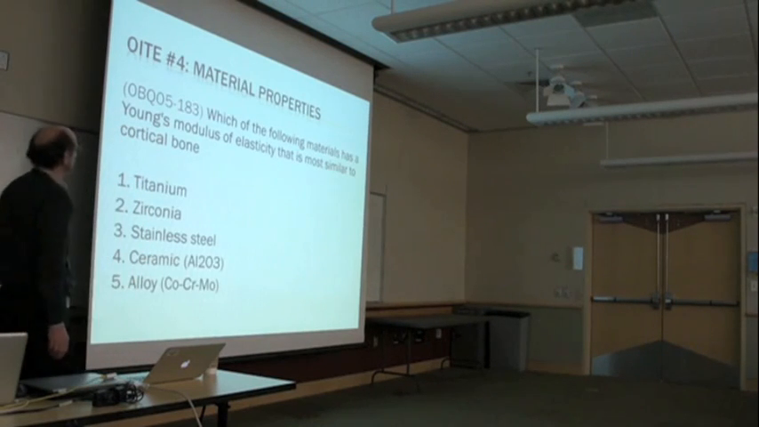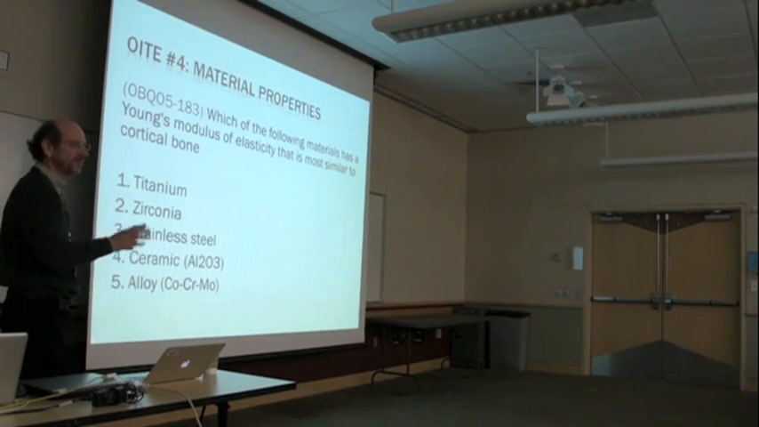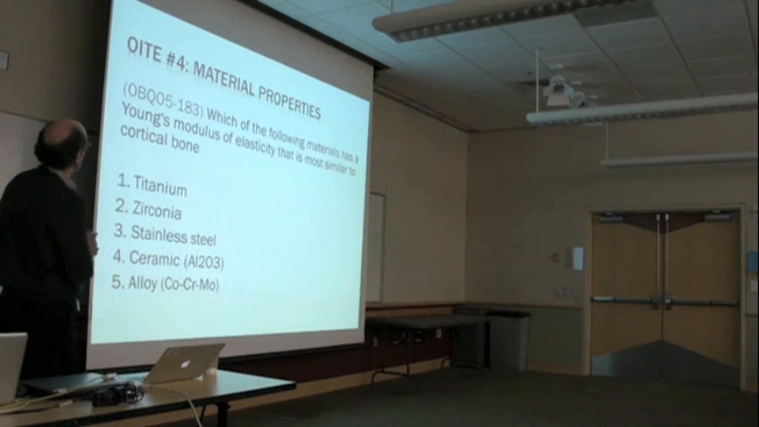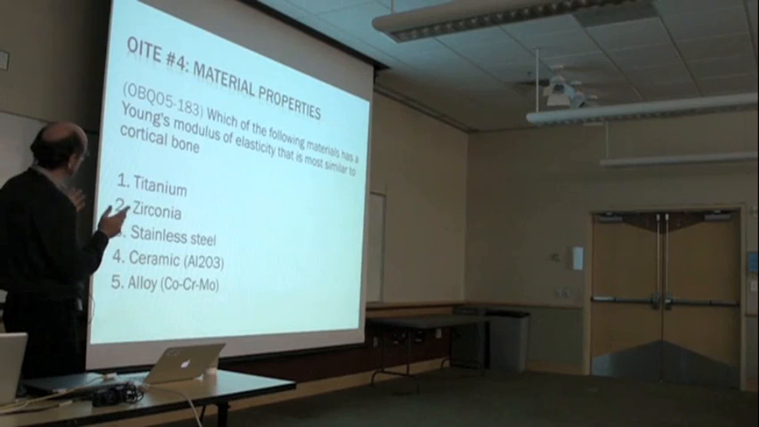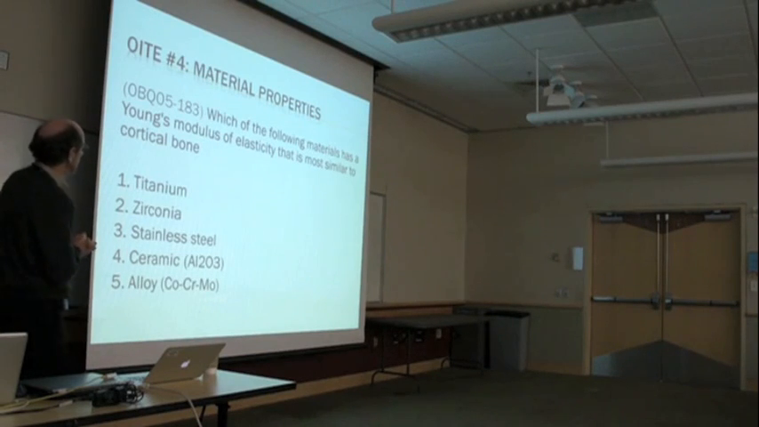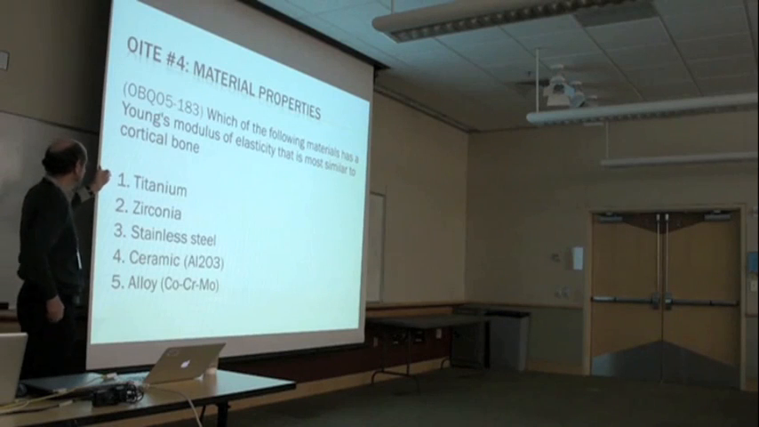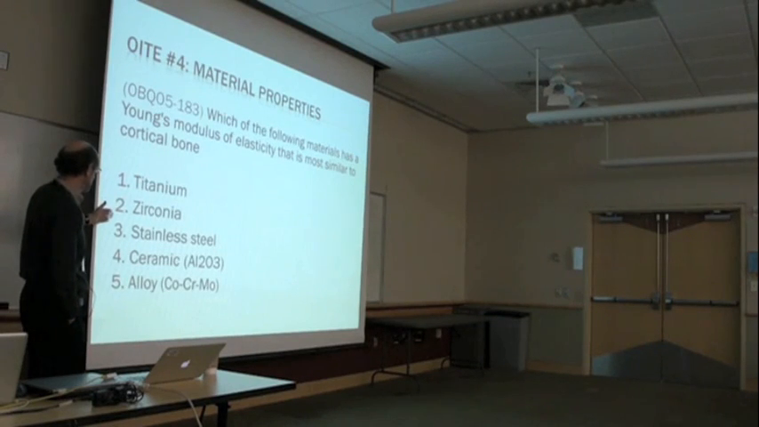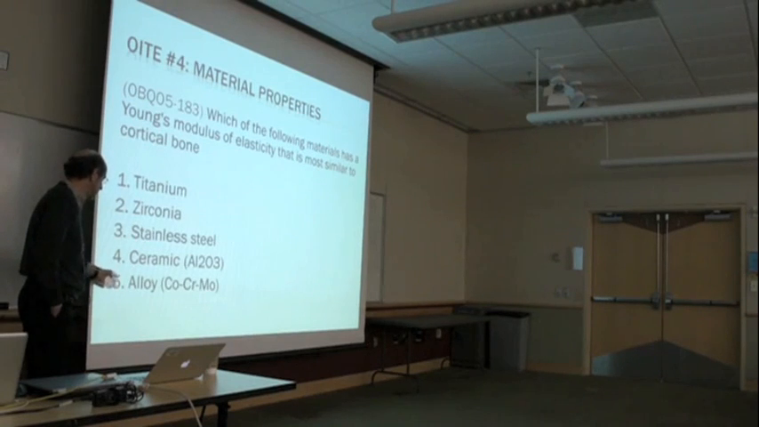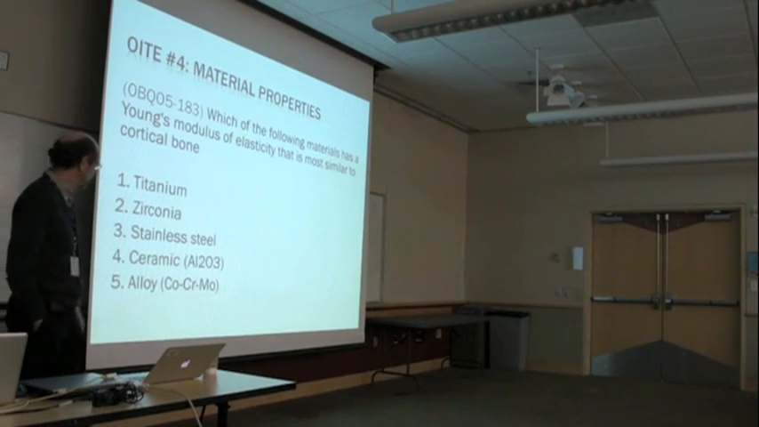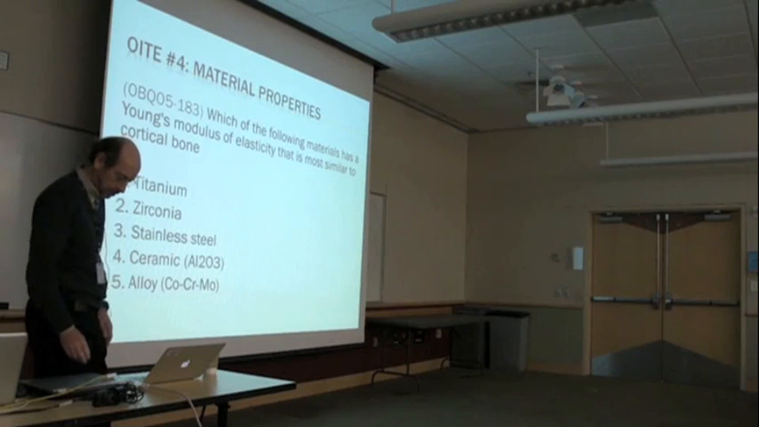Okay, here's one on material properties. Very often asked, which of the following materials has a Young's modulus, and they say Young's modulus of elasticity, that is most similar to cortical bone? Is it titanium? Is it zirconia? Is it stainless steel? Is it ceramic? Or is it an alloy of cobalt, chromium, or molybdenum?